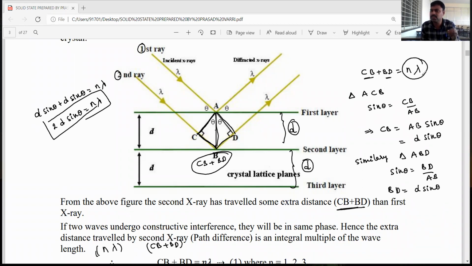CB plus BD is equal to n lambda. Then the CB value is d sine theta and the BD value is also d sine theta. So 2d sine theta is equal to n lambda, which is known as Bragg's equation.